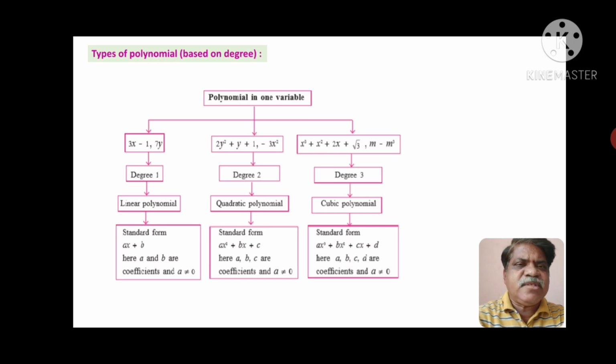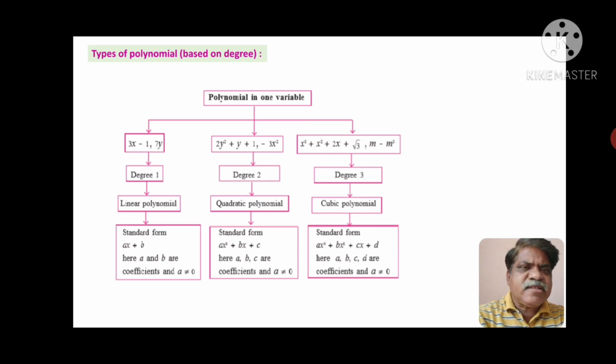Now in the second, you could see 2y^2 + y + ... Here a, b, c are the coefficients and a is not equal to 0. Since it is a quadratic one, therefore the x square term should not be 0. The x square coefficient should not be 0. Therefore a is not equal to 0.